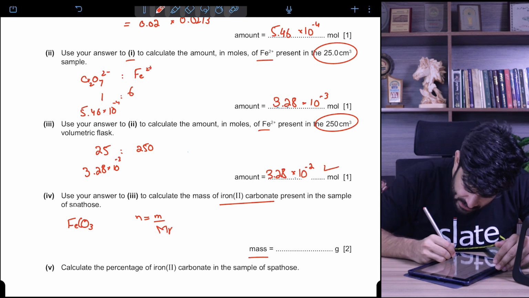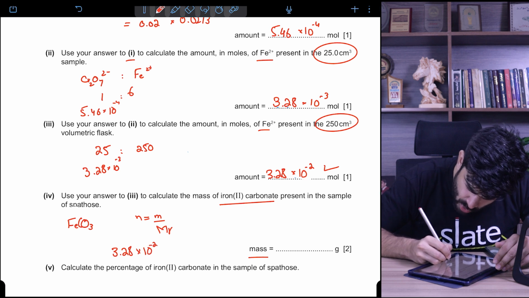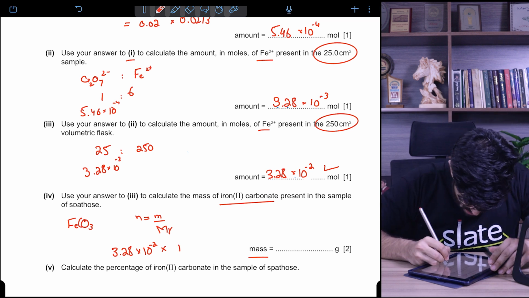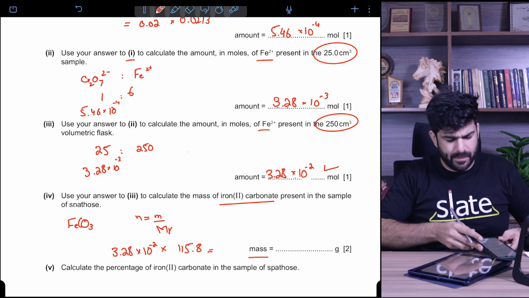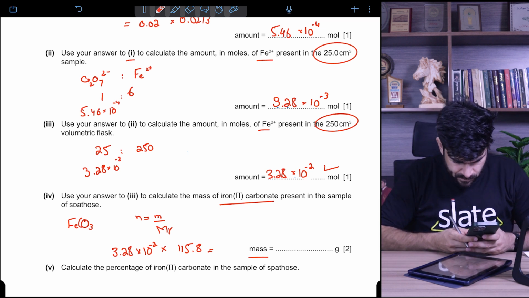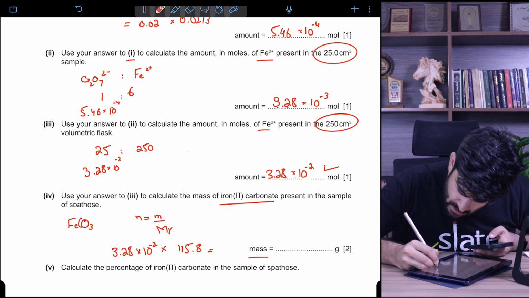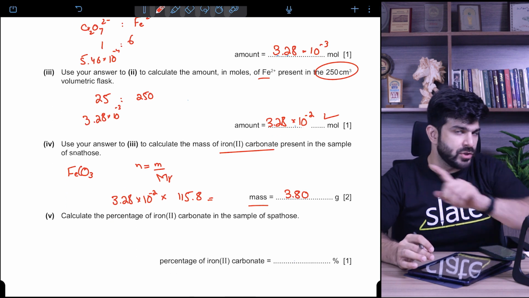Moles हमने निकाल लिए. 3.28 into 10 raised to the power minus 2 multiply by. Now let's calculate the mR. That would be 115.8 and the answer would be 3.80 grams. This is the mass of iron carbonate.